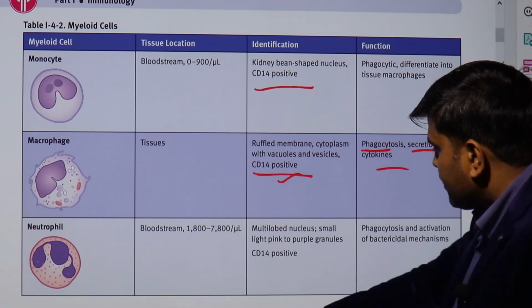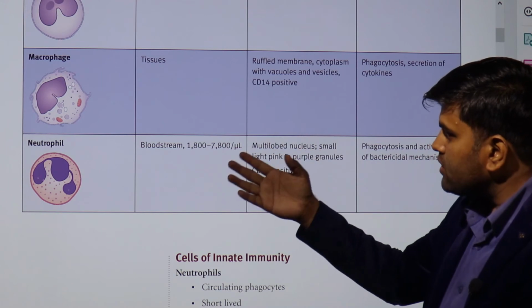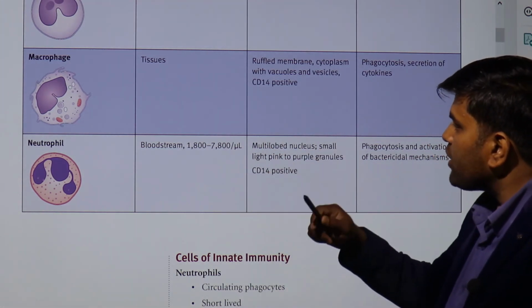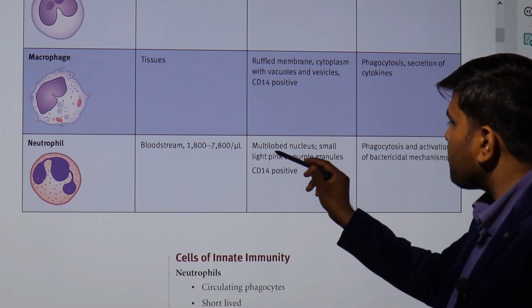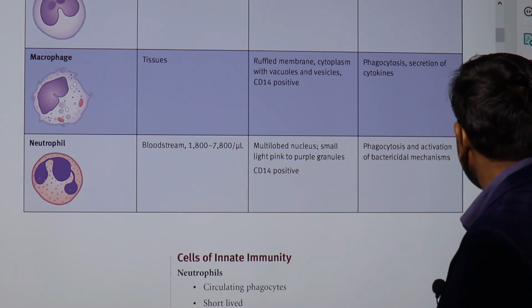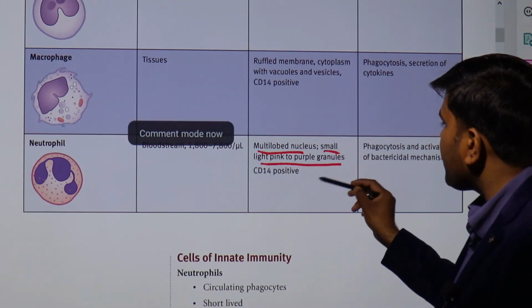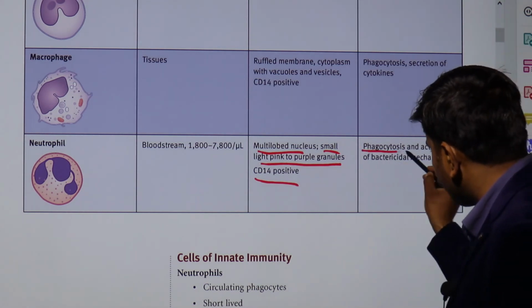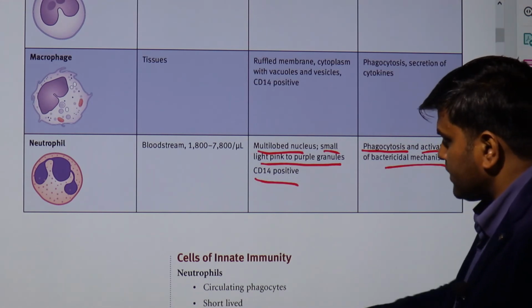Okay. Now talking about the neutrophil, the neutrophil is multilobulated. We have discussed this. Three to five nuclear lobes are present. It is present in the bloodstream, about 18 to 78 percent, with a multilobulated nucleus. So that is important. Small light pink to purple granules, and they are all CD14 positive. What do they do? They cause phagocytosis and activation of the bactericidal mechanism.